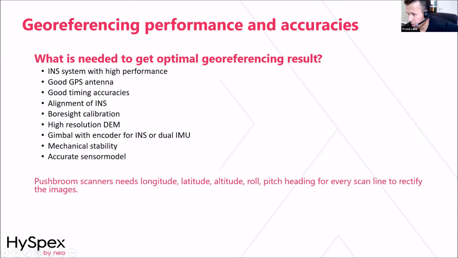If you use a gimbal, you need either an encoder or dual IMU for dynamic lever arm compensation. You also need a camera that has mechanical or optomechanical stability if you change pressure or temperature, and you need the accurate sensor model as described yesterday. Since it's a push broom scanner, we need longitude, latitude, altitude, roll, pitch, and heading for every scan line.